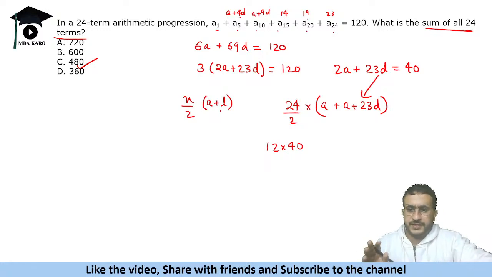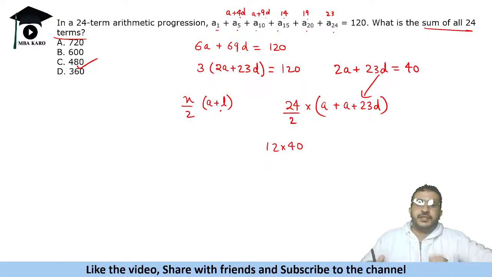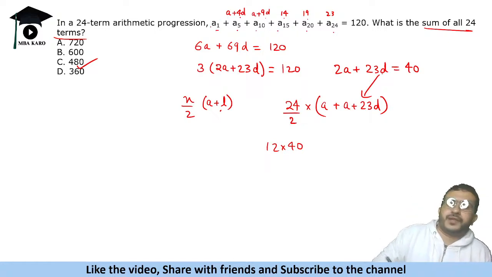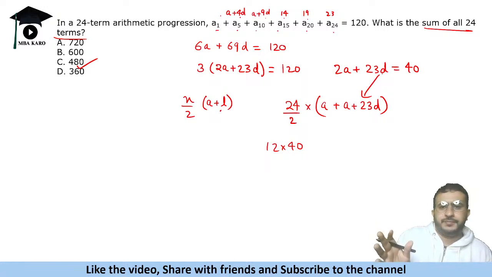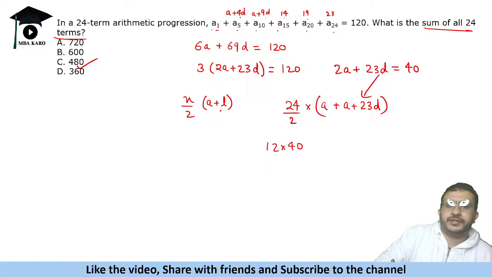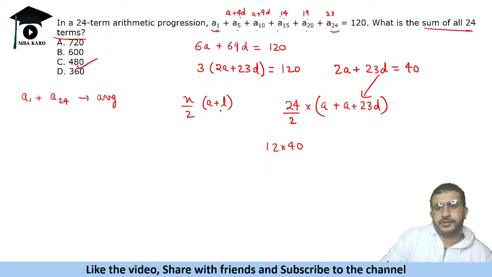Okay, ये तो काफी easy था. Okay, now see this thing कि how it can be done in another way is, जो extreme terms, like if you take the sum of first and 24th term, that is going to be the average of the AP.